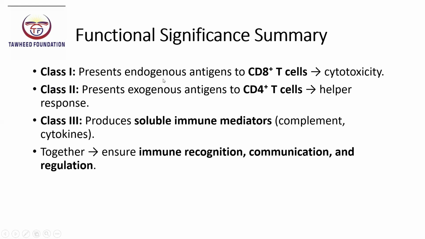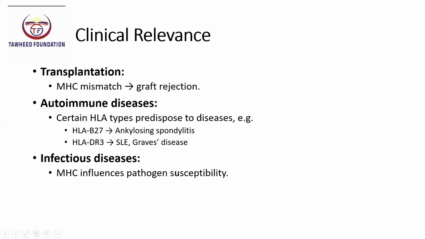So class 1 presents endogenous antigens to CD8 plus T cells for cytotoxicity. Class 2 presents exogenous antigens to CD4 plus T cells for helper responses. And class 3 produces soluble immune mediators, that is complement and cytokines. Together, these classes ensure immune recognition, communication, and regulation, coordinating adaptive immune response effectively.